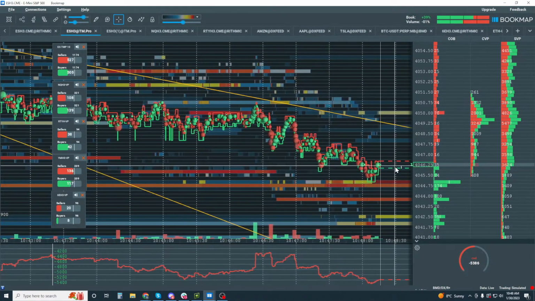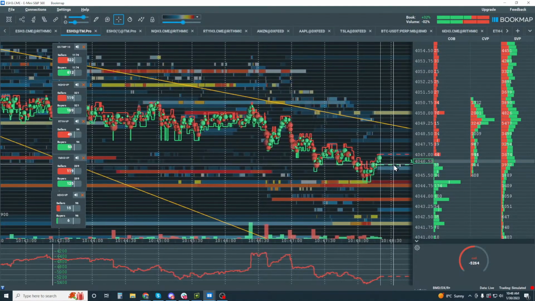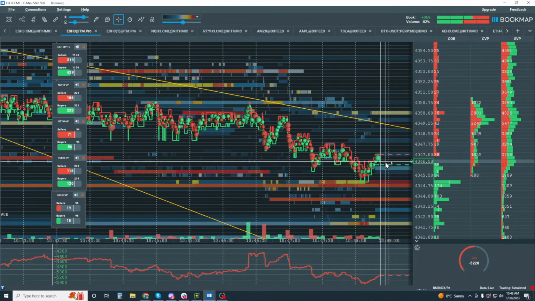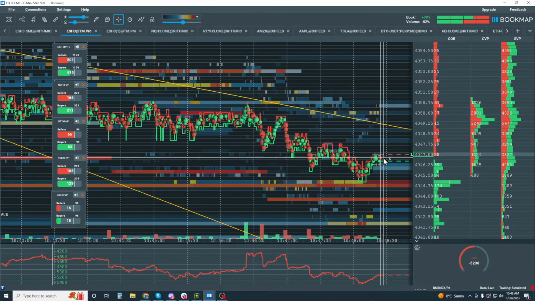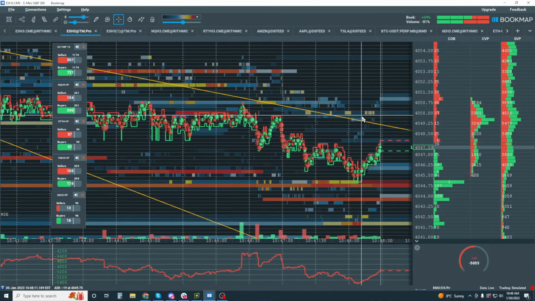There's some exhaustion. All right, let's see. I'm looking for these buyers here. Let's see if we get it in this S&P. All right, looking for these buyers to try to lift it back up to here at 50.